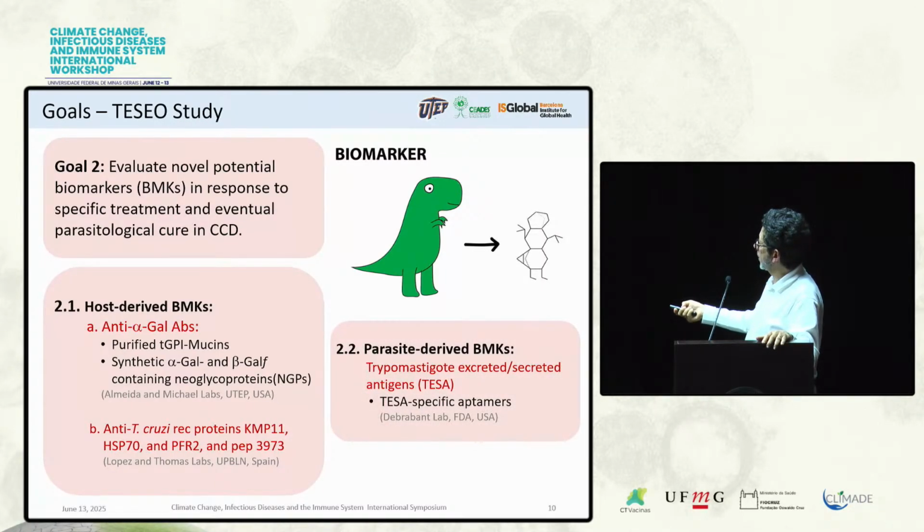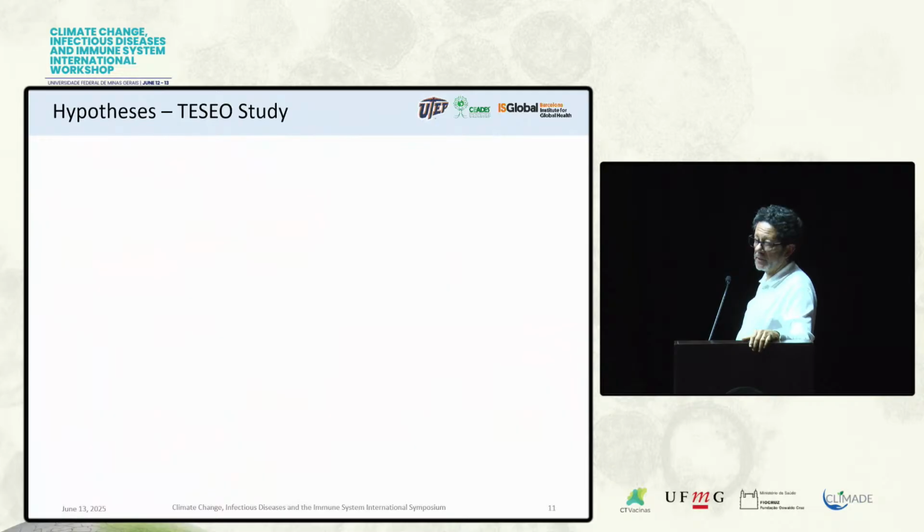And finally, we're going to use parasite-derived biomarkers, trying to detect them, focusing on these trypomastigote excreted-secreted antigens, or TESA, that was developed many years ago by Umezawa in São Paulo. And Alain Debrabant's lab at FDA uses TESA-specific aptamers to catch these secreted antigens. Mainly, most of them would be mucins and trans-sialidase and MASPs, which are secreted via extracellular vesicles.